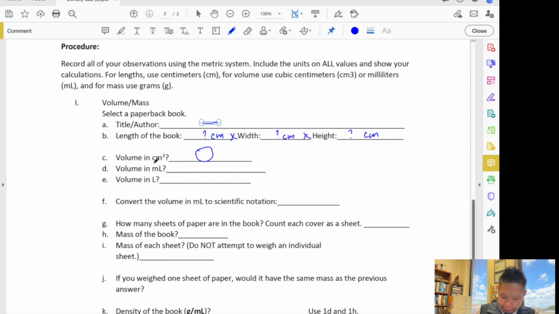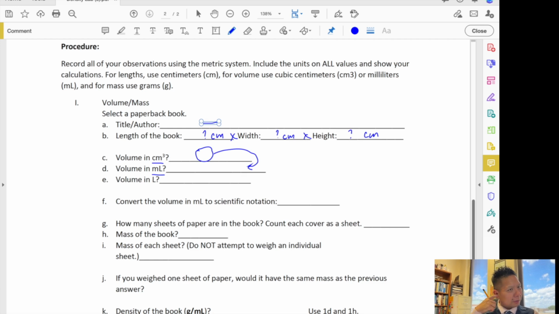And then if you remember from my lecture, I said that cubic centimeters right there was actually equal to milliliters. 1 cubic centimeter is equal to 1 milliliter. So whatever number you got here also goes down here, okay?